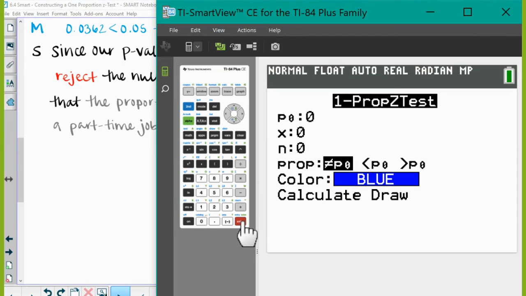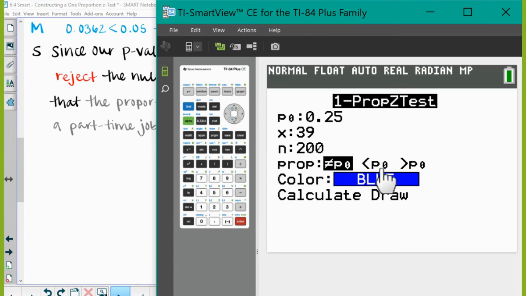It's going to ask me for a couple of things. First, what was p naught? Well, in our case, it was 0.25. What was the number of successes? 39. What was the sample size? 200. And then what was your alternative hypothesis?